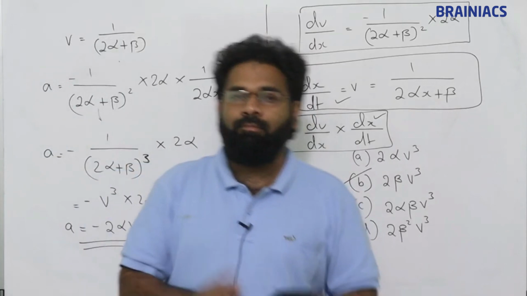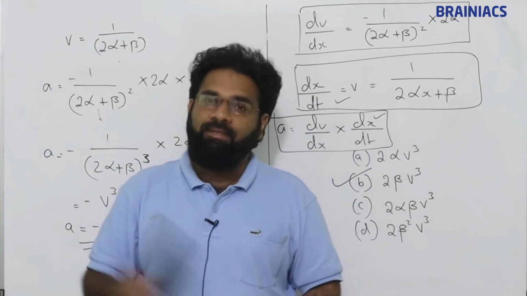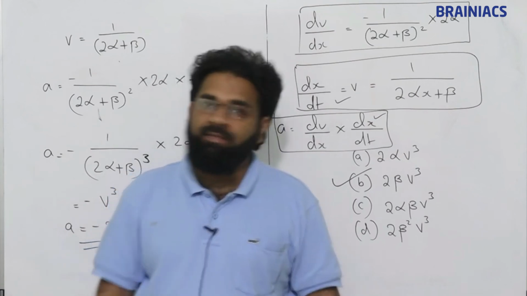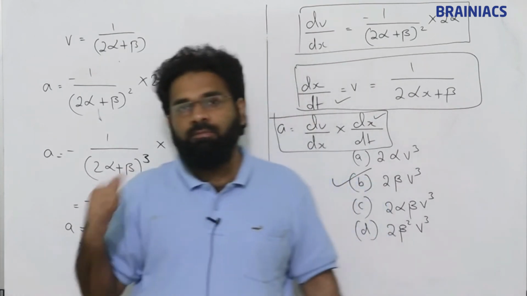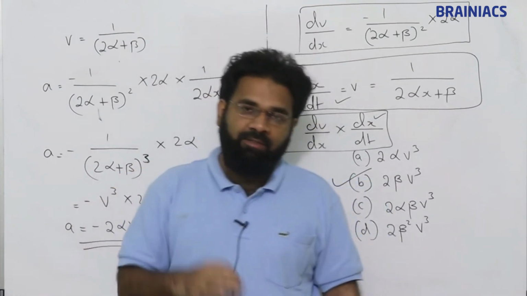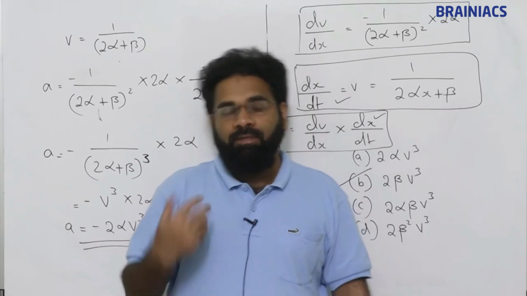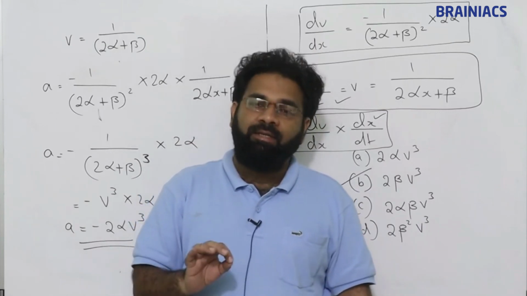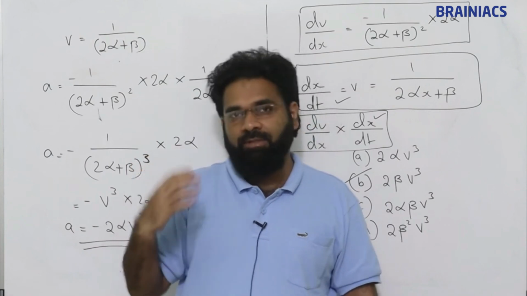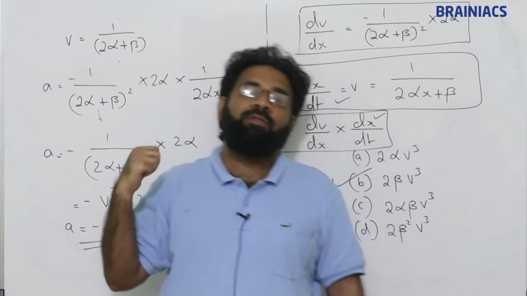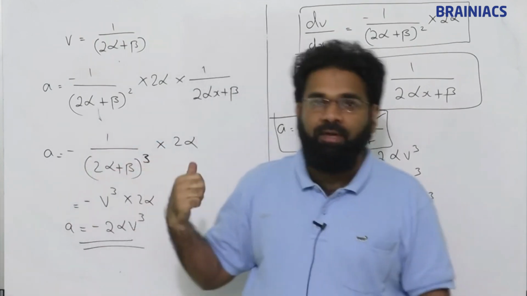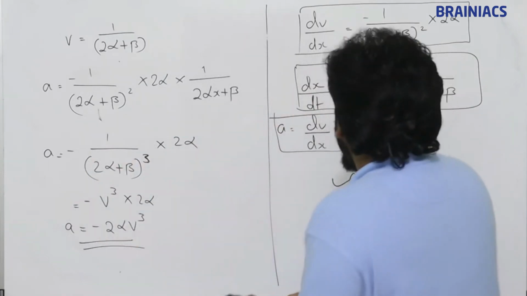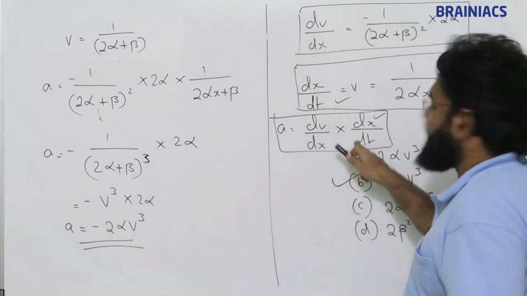So bit difficult question, I agree, but this is the maximum twist or difficulty they can ask in this category. This kind of question we can expect in JEE Mains or JEE Advanced also. For NEET they may not ask this much application oriented, but this question is a bit difficult. But the same chain rule, it's the same formula, a is equal to dv by dx into dx by dt.